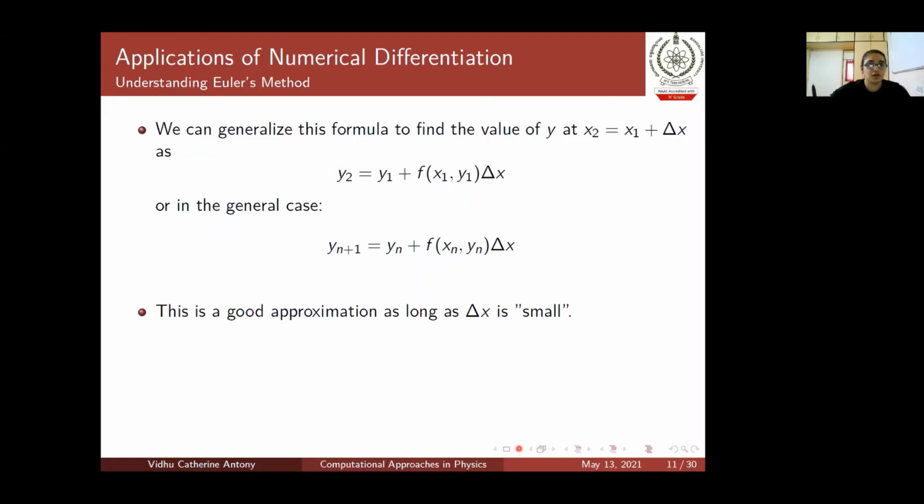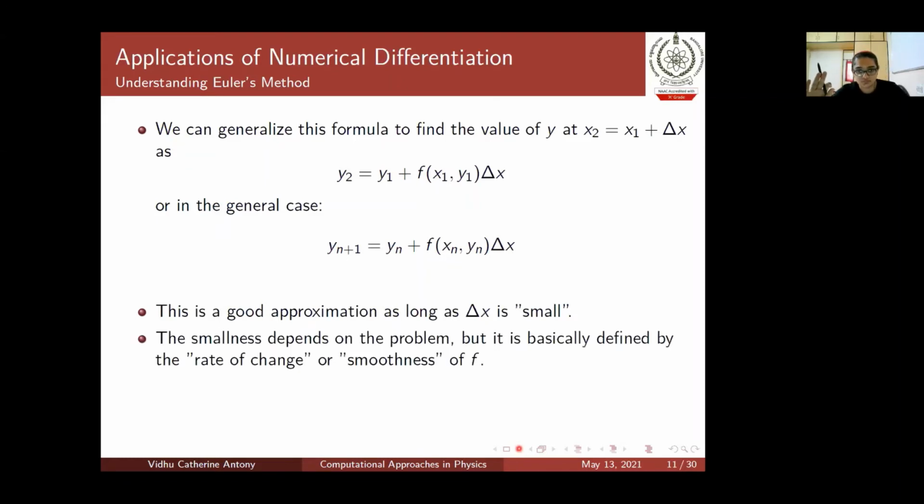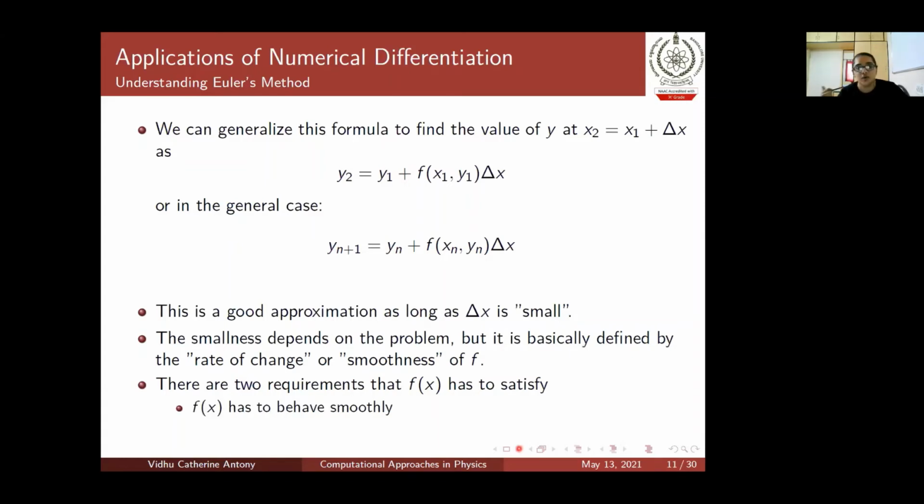This is all fine and well and good as long as your delta x is small. Another thing that you have to be very careful about is the value or behavior of the function itself. So you need to have two requirements to understand what this function is going to look like. You have your f of x. One of the criteria is that it has to behave smoothly, and the other one, it must not have rapid variations. You can't have a very, very rapidly oscillating function. It has to have some amount of well-behaved nature associated with it.